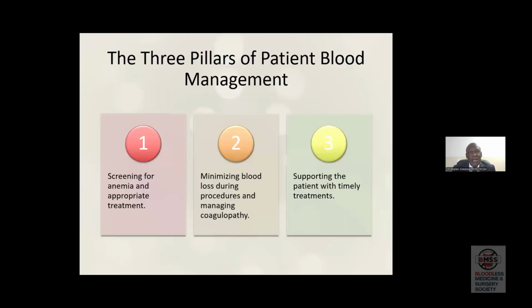In patient blood management, we talk about three main pillars. The first pillar is screening for anemia and appropriate treatment. The second pillar is minimizing blood loss during procedures and managing coagulopathy. The third one is supporting the patient with timely elements.